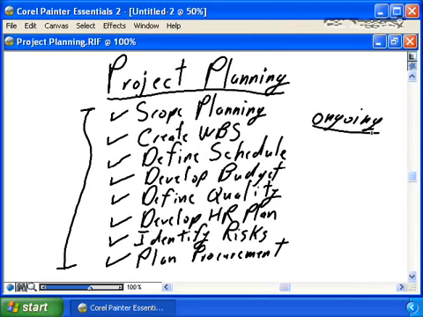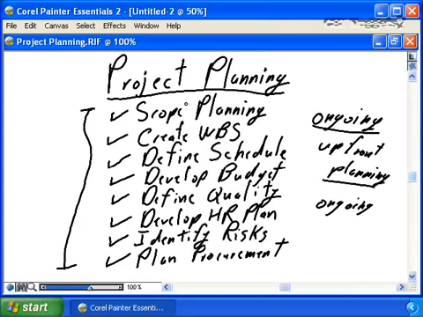Yes, there is a very intensive upfront planning process. Very intensive upfront planning process where you will develop the original scope plan, WBS, schedule, budget, quality, HR, risks, and procurement aspects to the project. Very intensive, very critical to overall project delivery, but there's ongoing aspects to project planning as well.